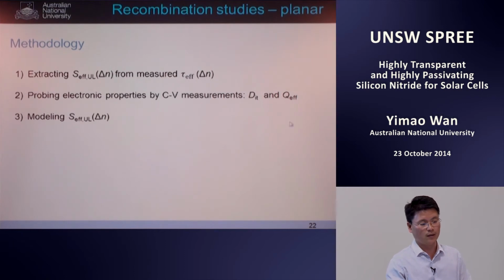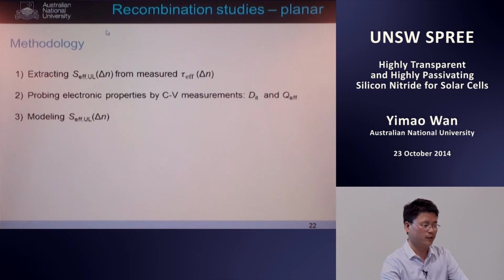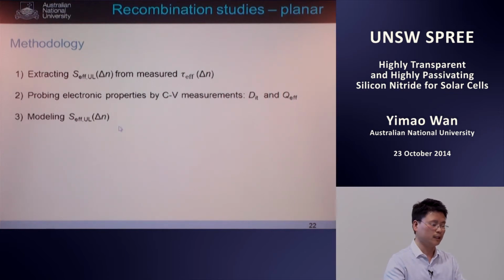And this is done on planar surfaces as well as textured surfaces. So the first one is on planar surfaces. The methodology here is we extract the surface recombination as a function of the injection level from the measured effective lifetime. And then we probe the electronic properties like DIT or charge using the capacitance voltage measurement. And based on the defects or the electronic properties, we can model the recombination we obtained.